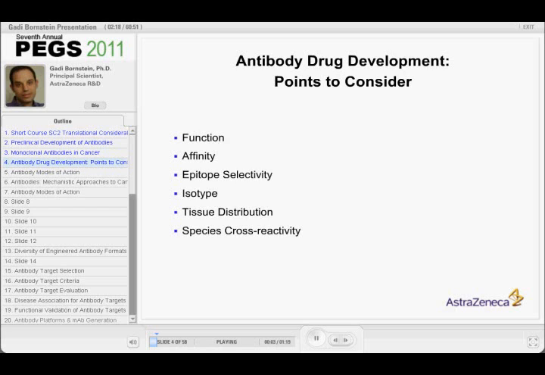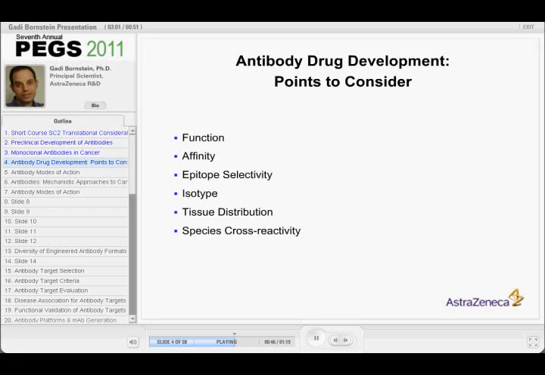So a number of points to keep in mind or to consider when initiating an antibody program is, first of all, what is going to be the function of your antibody? Do you want to block a growth factor ligand receptor interaction, as an example? Affinity. What is the affinity threshold that you need to impact or modulate your target of interest? Epitope selectivity is also very, very important. Isotype of your antibody, IgG1, IgG2, IgG4, which I'll address.